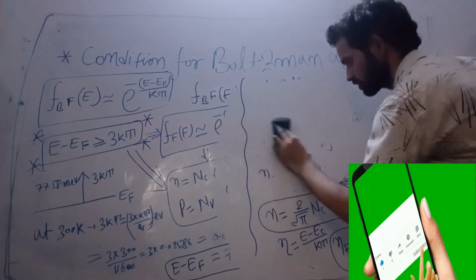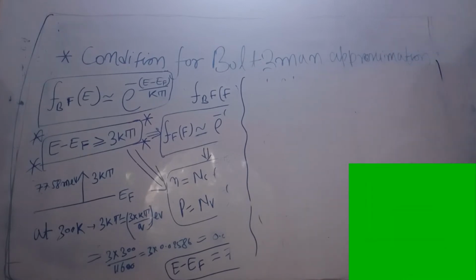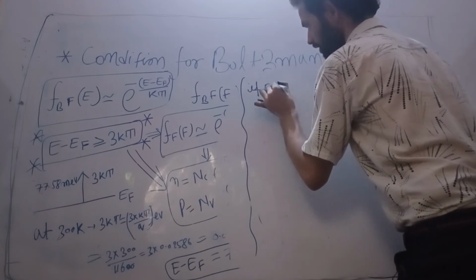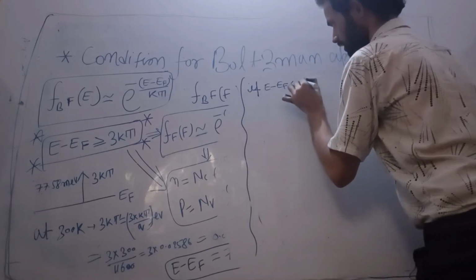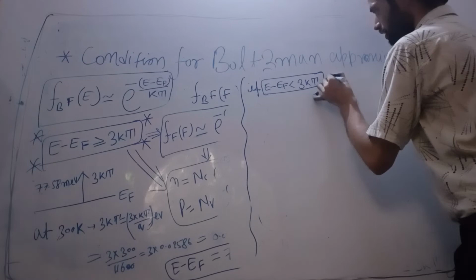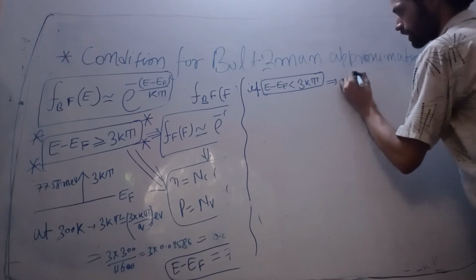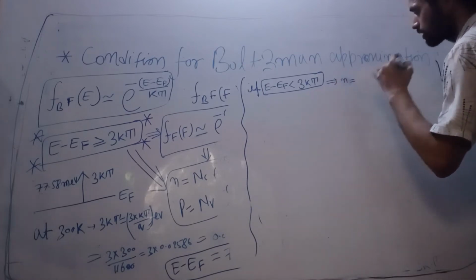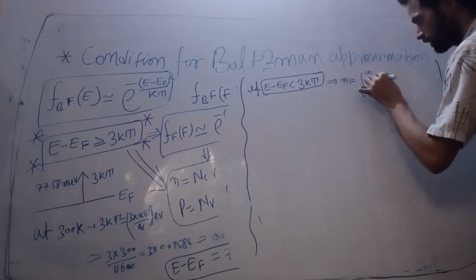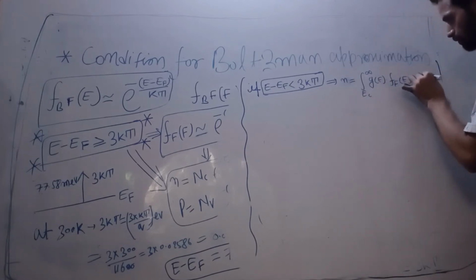If the Boltzmann approximation is not valid, that is, if E minus EF is less than 3 kT, then what? The concentration of charge carriers N is equal to the integration from EC to infinity of G of E into f of E dE.